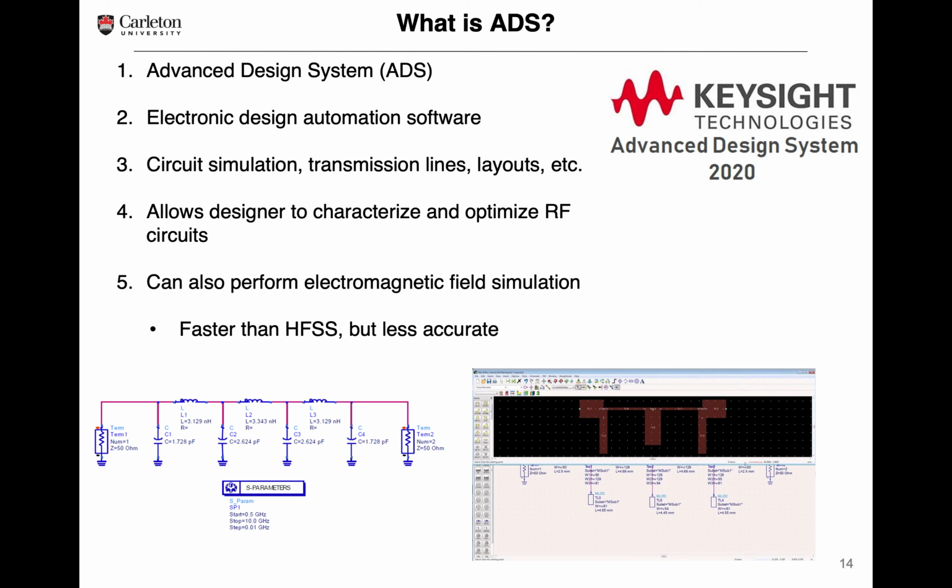All right, guys, welcome back. So we'll start on ADS shortly, but I just wanted to give you an overview of the software. It's an electronic design automation software. It's really good for circuit analysis, and it allows you to optimize RF circuits fairly well. It does perform electromagnetic field simulations, and it's faster than HFSS, but it's also less accurate. In some of the designs we're gonna make, we're gonna try to compare ADS and HFSS, and we'll see that HFSS is slightly more accurate than ADS, but also takes a lot more time, as you guys have seen.